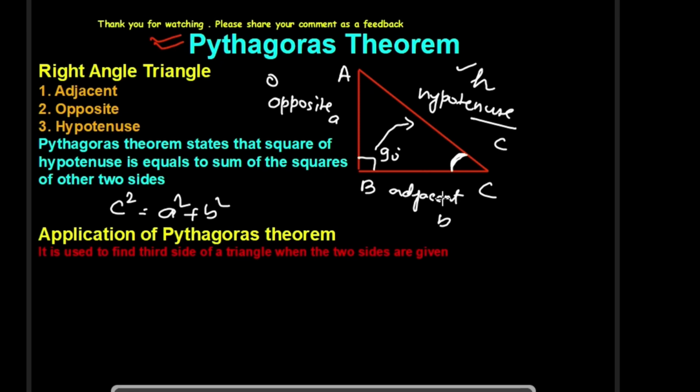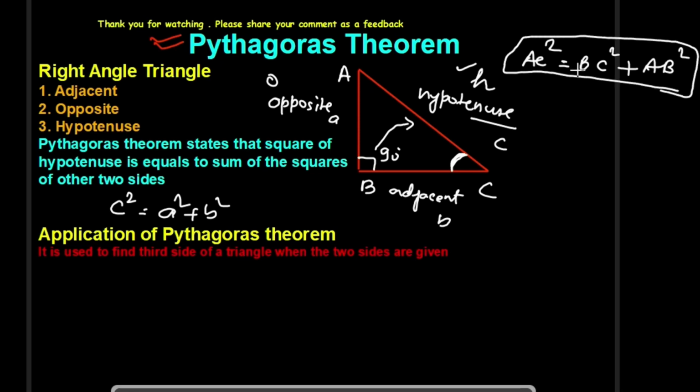Or if I am writing here H for hypotenuse and O for opposite, or if you want to write it this way, AC is your hypotenuse, so the square of AC is equal to the sum of the squares of the other two sides, which is AB square plus BC square. So this is known as the Pythagoras theorem.